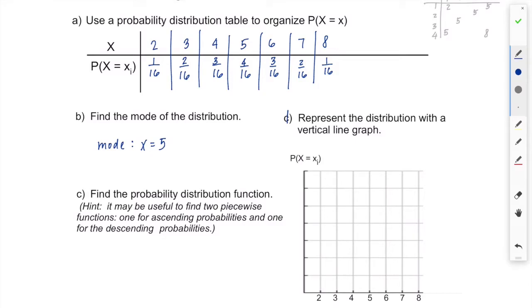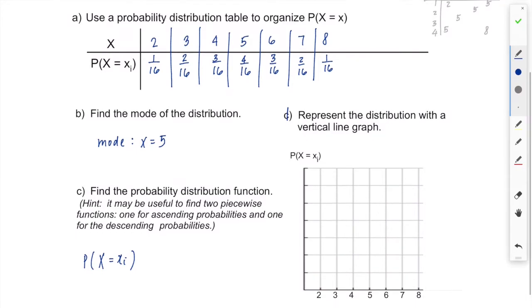So I can say that P of big X equaling x little i is equal to your x value minus 1 over 16. And this works for x values between 2 up to 5.